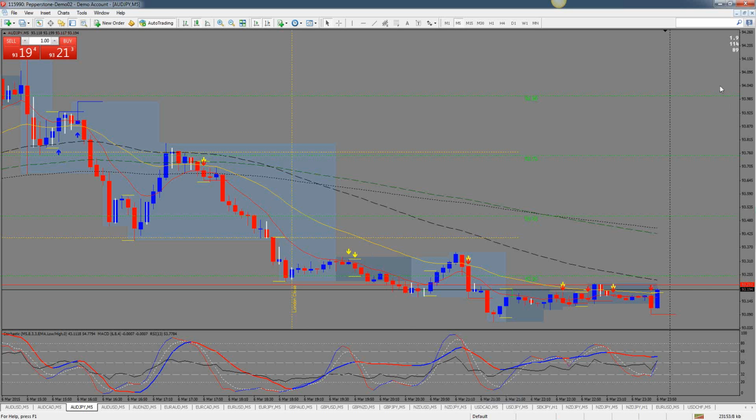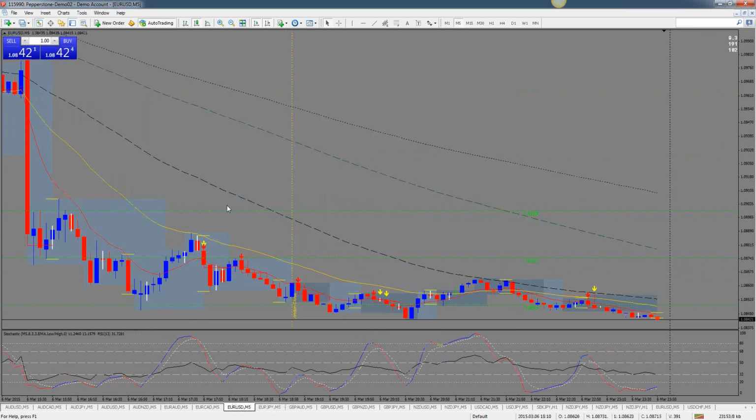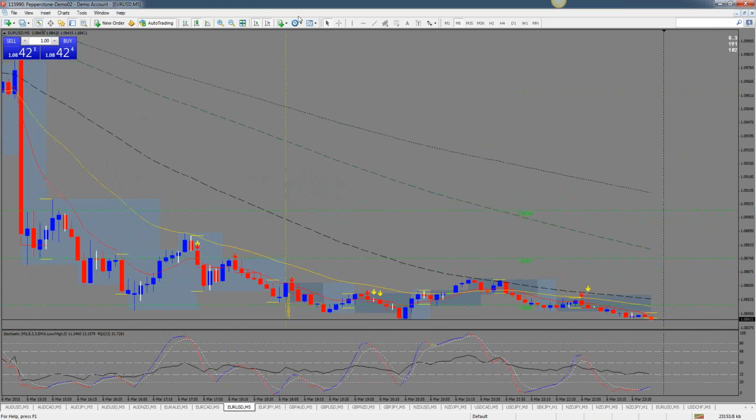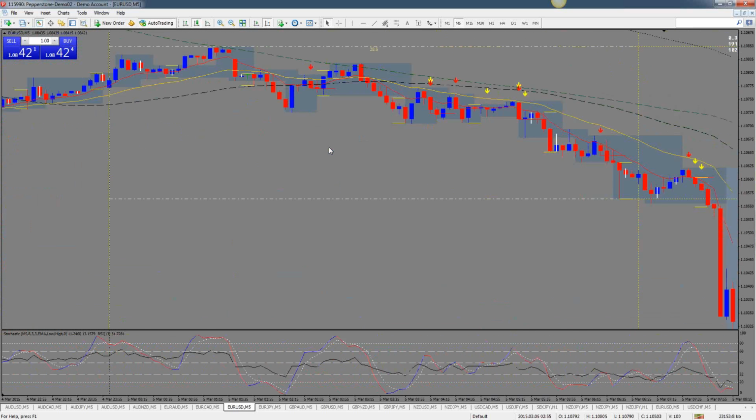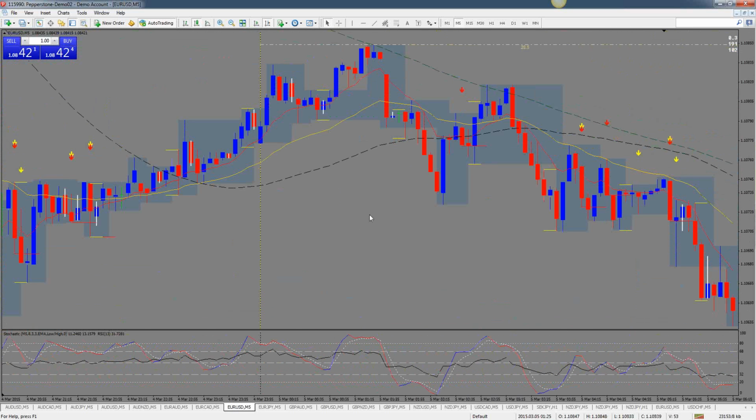So do you have a chart that you'd like me to show you? A pair? EU. Everybody likes the EU. Okay, so let me go back on the EU. I'm going to go back a couple of days. All right, let's see what we have here.